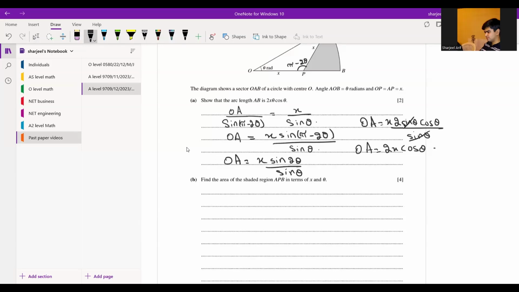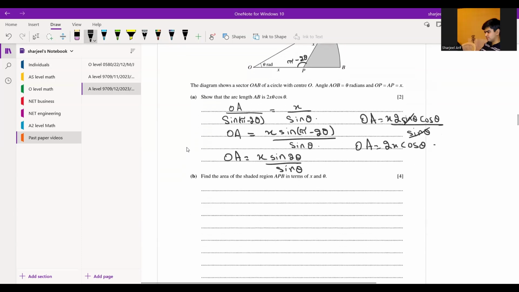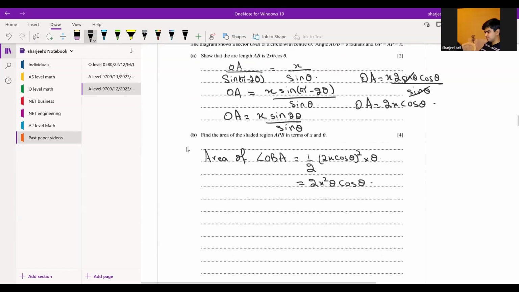For this one, first we have to find the area of a sector. So the area of sector OBA is equal to 1/2 into (2x cos theta) whole squared into theta. We will simplify to get 2x^2 theta cos^2 theta. That's the area of the sector.